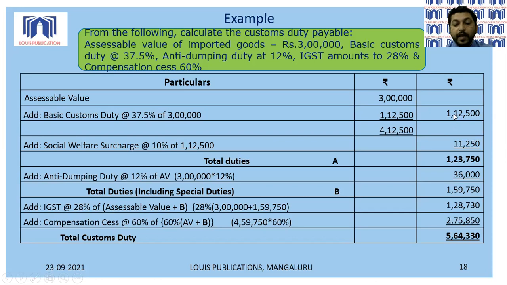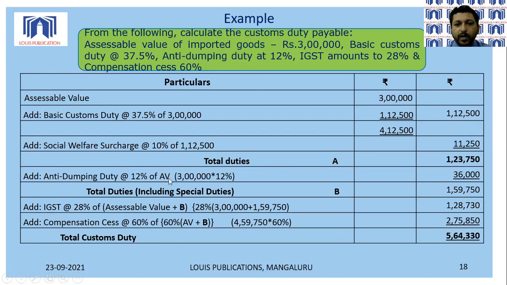That is the letter A in that format which I had said, total duties, and total duty value is 1,12,500. So 10% of 1,12,500 will be 11,250. So you'll get total duty A as 1,23,750. Then we will have additional duties or special duties.